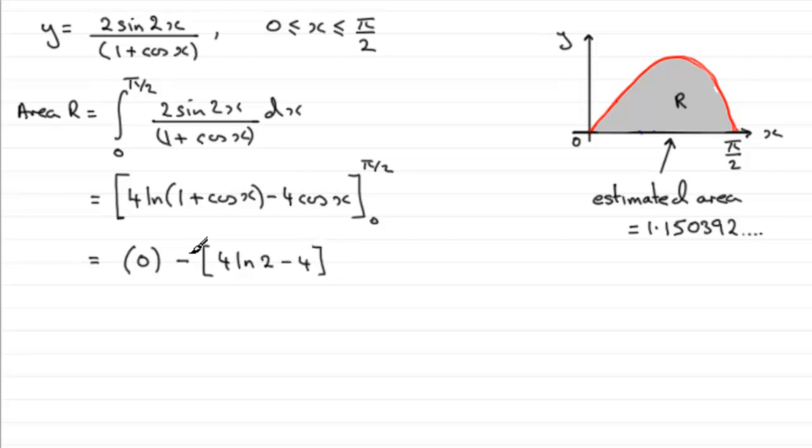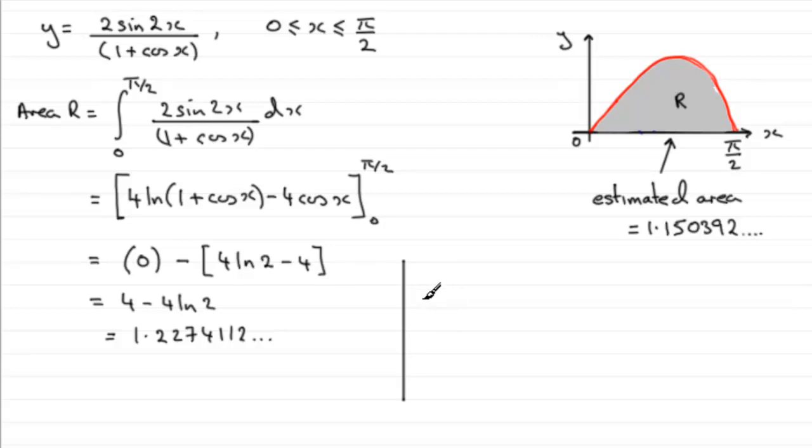Alright, so when we work this out, we've got 4 minus 4 times the natural log of 2. You can work this out as a decimal on your calculator, and if you do that you get 1.2274112 and so on.